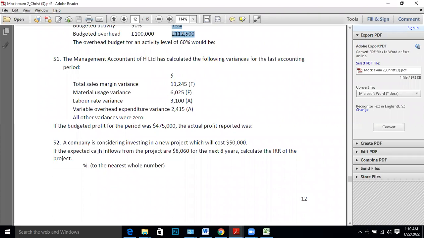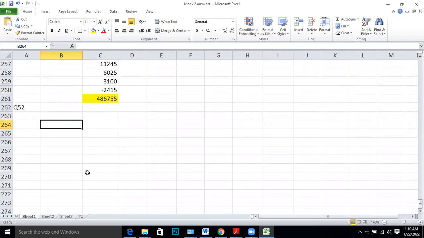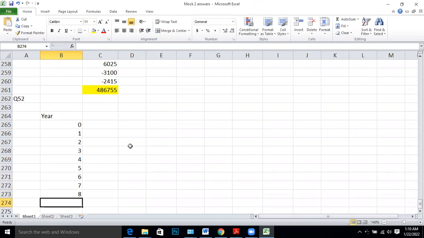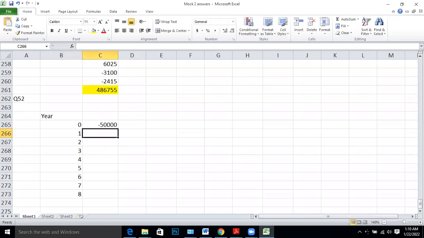52. The company is considering investing in a new project of 50,000. The expected cash inflows from the project are 8,060 for the next 8 years. Calculate the IRR of the project. This is the cash flow they have given. Year 0, 1, 2, 3, 4, 5, 6, 7, 8. 50,000 at year 0, then 8,060, and 8,060 goes on like that.